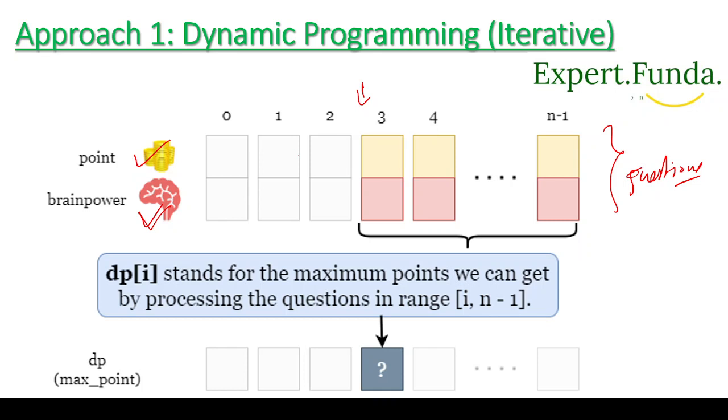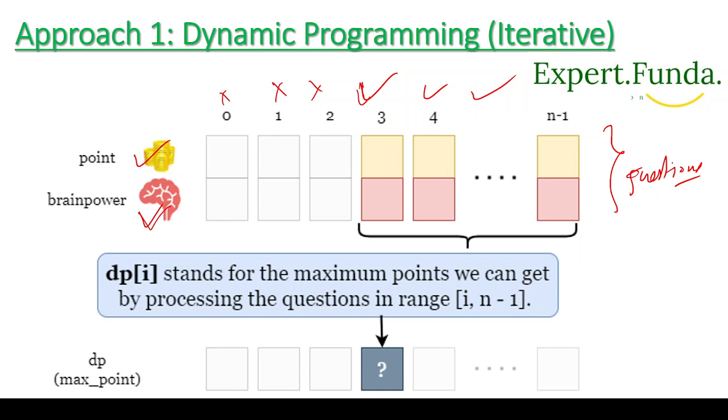So there are only 2 options we have for any question. Either we will skip, or we will solve, right? Only these things we can do, right? So both choices affect the options on the remaining questions. So the distinctive feature that implies that we can use dynamic programming.